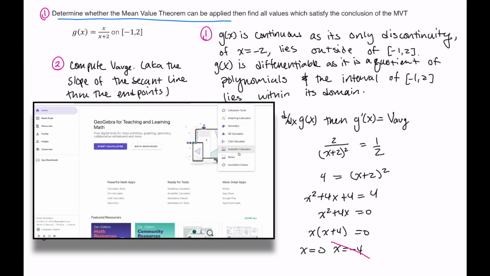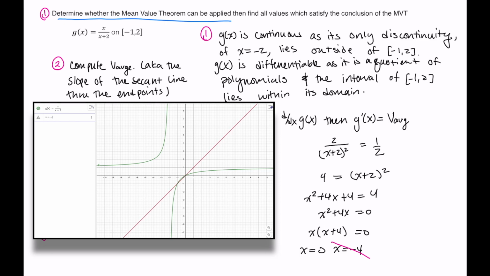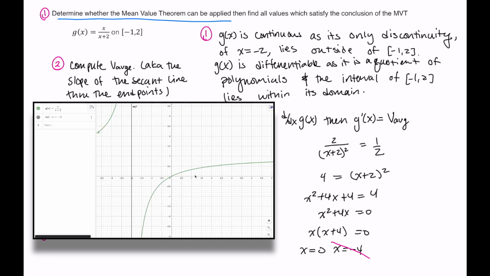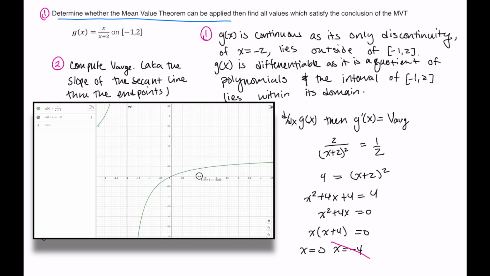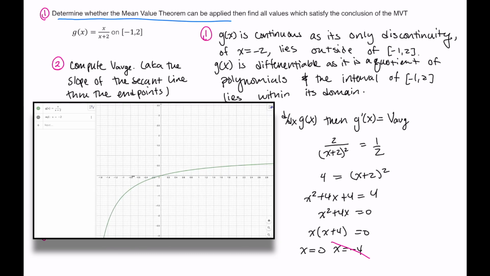Graphically, if we use an online tool, I'm using GeoGebra and I'm going into Classic here. Let's look at this. g of x is equal to x over x plus 2. It is certainly discontinuous here at x equals -2. So our interval was only from -1 to 2. So let me go ahead and shift my view here. I'm going to zoom in. So there we are. Here's -1, here's 2, from -1 to 2.